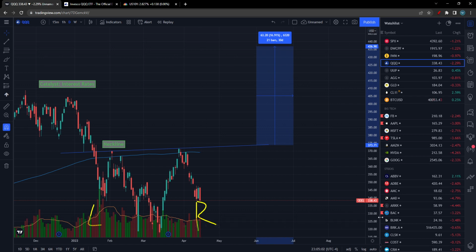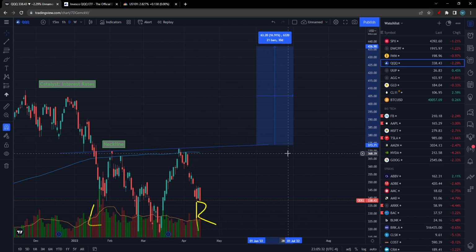Going from, we're not at 373. What am I talking about? We are sitting all the way down here at 338. So 338 to 437 is like $100. $100 move on a $338 ETF. That's like 30%. That's like a 30% move, right? So a pretty significant swing to the upside we're seeing here on the QQQ based on an inverted head and shoulders pattern.